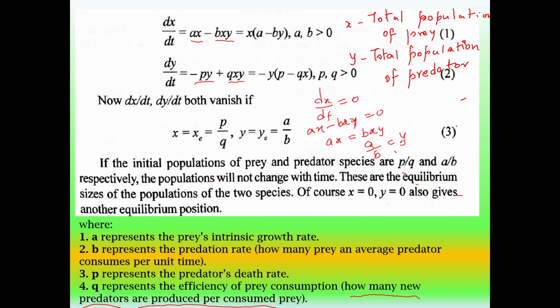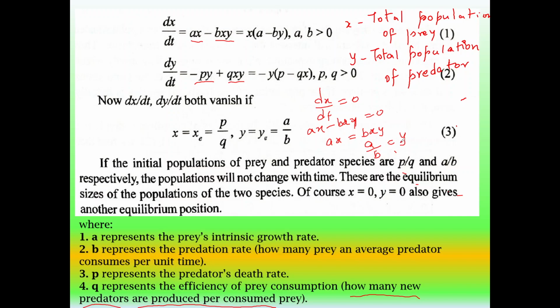So on calculating the equilibrium size of the population, we need to consider dx by dt equal to 0 as well as dy by dt equal to 0, because in case of equilibrium position, the count will be at a stable stage. There will not be any change in the rate of change of population of both the species. So in that case, dx by dt equal to 0 as well as dy by dt equal to 0. On equating dx by dt equal to 0, we get y is equal to a by b. So we can say the equilibrium size of the predator will be a by b.